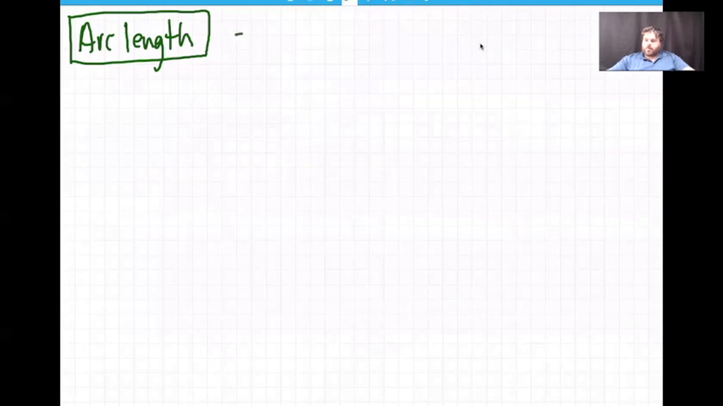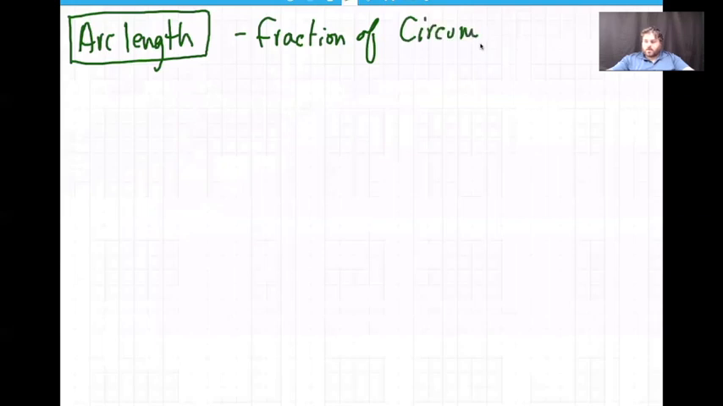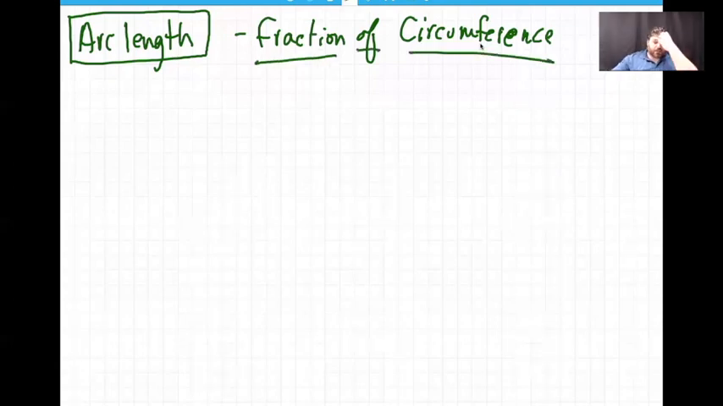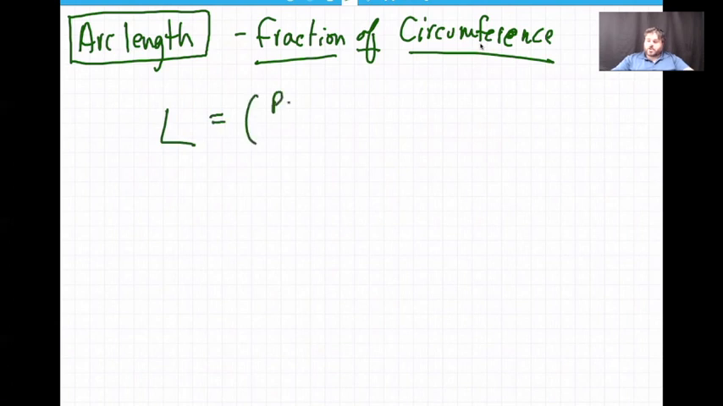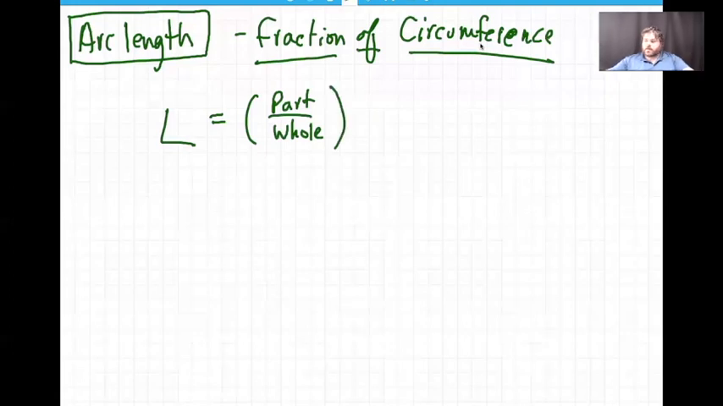All right, so we were talking about arc length. We want to actually be able to measure the length of an arc as an actual distance. And remember, arc length is basically a fraction of the circumference. This is a really easy way to think about it, a fraction of the circumference. That actually gives you the formula if you think about it like this. The arc length is equal to a fraction, which is the part over the whole. What fraction of the circle are we talking about? Times the circumference.